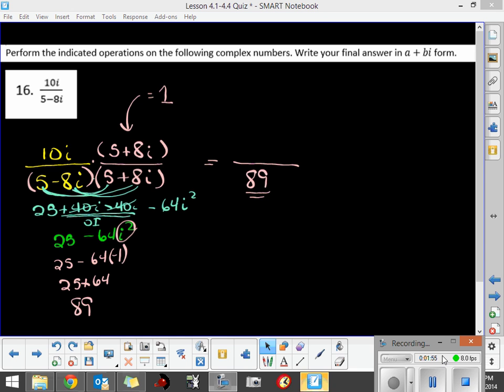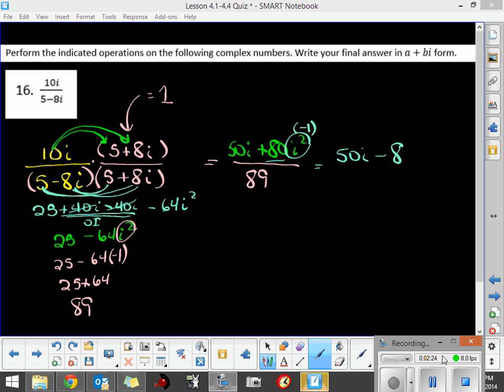There's no longer a square root down there or an irrational number. On the top, it's a little bit less sophisticated because all we got to do is distribute the 10i to the 5 and the 8i. So that's going to be 50i then plus 80i times i is i squared. And we'll do the same thing with that i squared. We're going to change that into a -1. So we've got a -1 times a positive 80. So it's going to be 50i minus 80 all over 89.